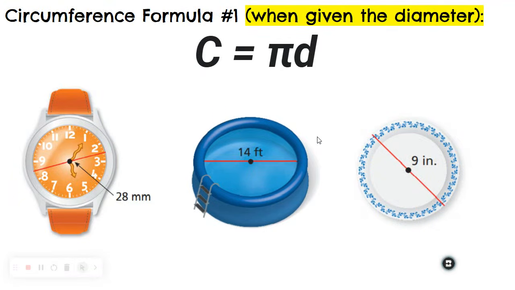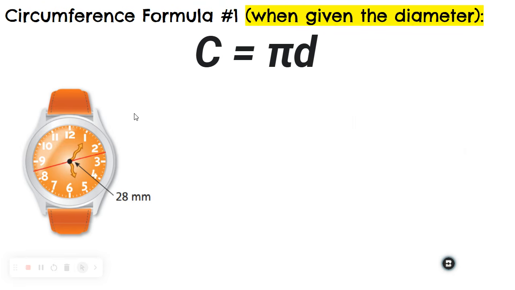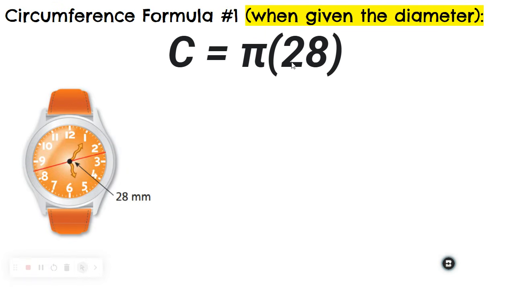Let's try a couple of these. First, let's try the formula when we are given the diameter. We have 3 different circles here. We're going to do the watch together. So I can see here that I'm given the diameter. It's the full length through the center, edge to edge. This is my diameter. It's 28 millimeters. So I'm going to substitute. I'm going to take D out and I'm going to put 28 in.